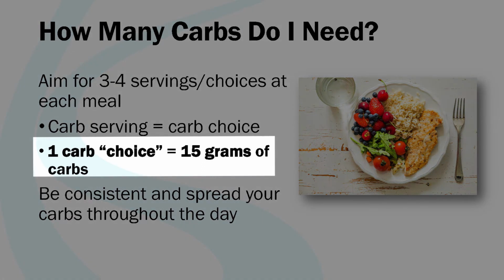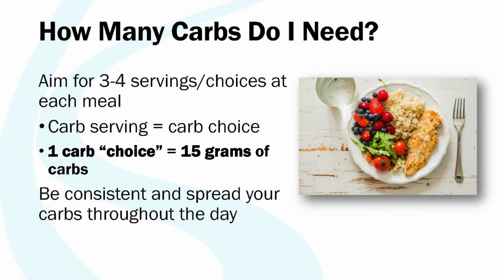And there's a magic number that you should commit to your memory. 1 carbohydrate choice equals 15 grams of carbs. This is the standard conversion. And so put that number in your mind and we'll pull that back up as we go through this session.